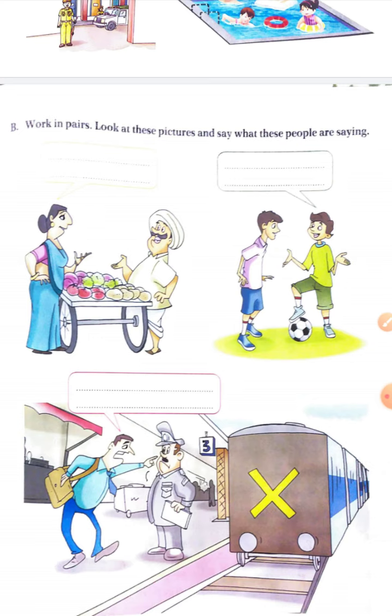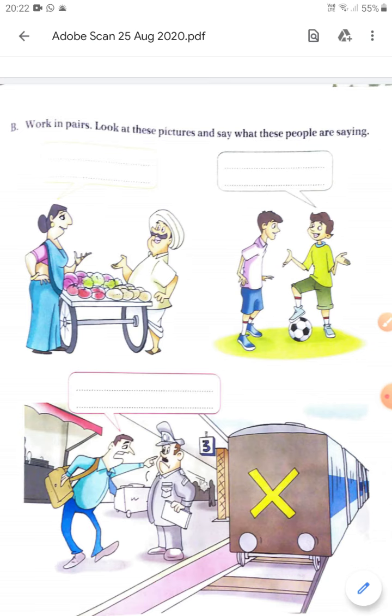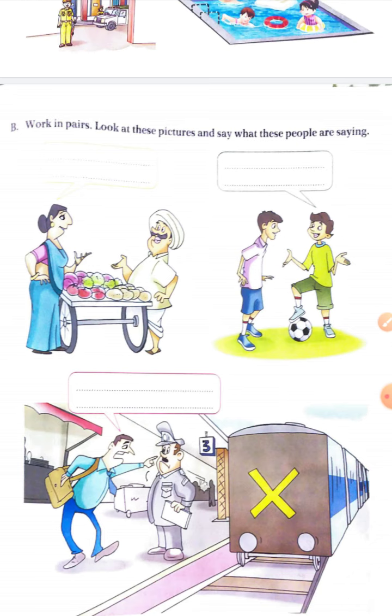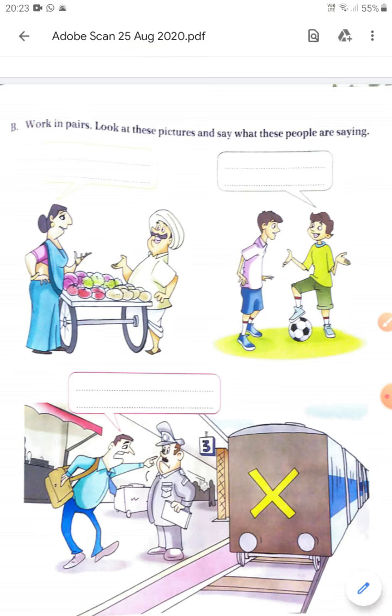And the third picture, this is a railway platform. You can see the train leaving the platform, and this is the TTE, and there's one person with the baggage. Oh my God, he's very angry. What must he be saying? We can understand that the train has left the station and this person could not board the train. So he is annoyed, he is unhappy, he is shouting at the TT.